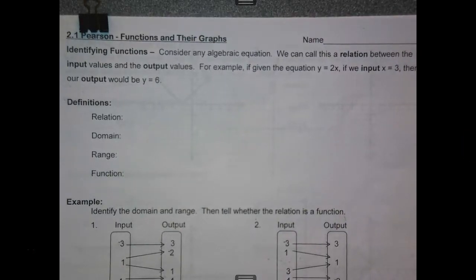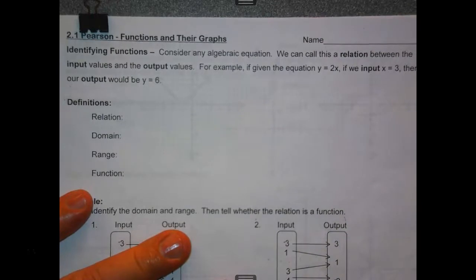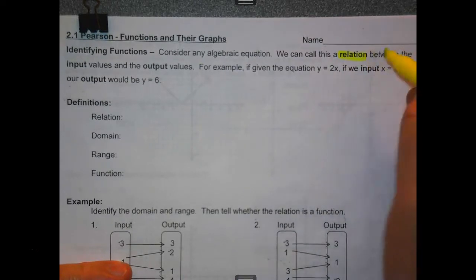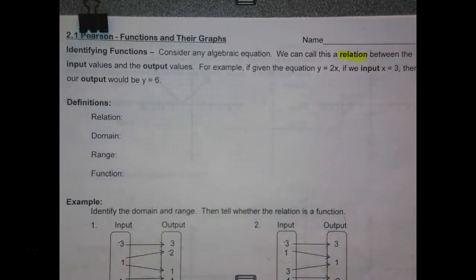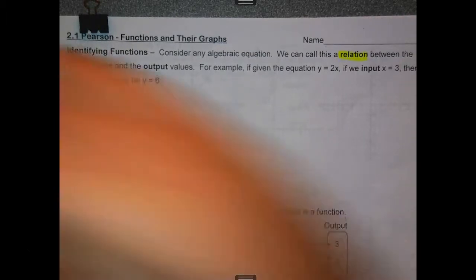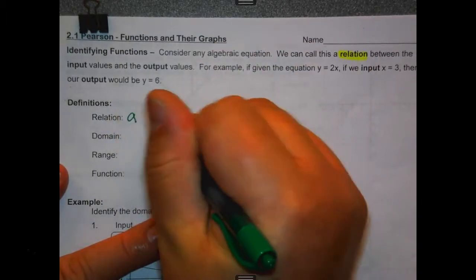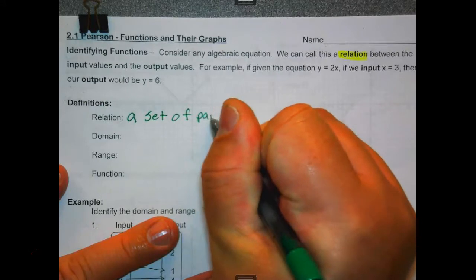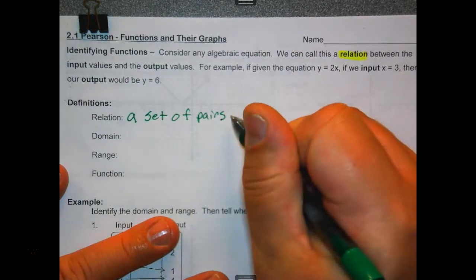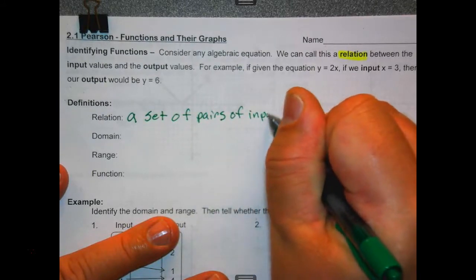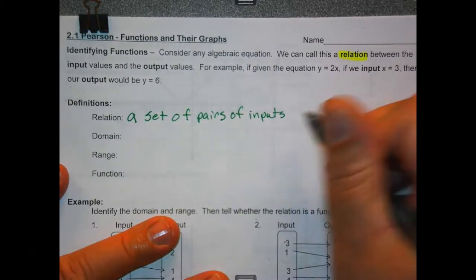Does anybody remember what a relation is? It's just a set of pairs of inputs and output values. That's it.